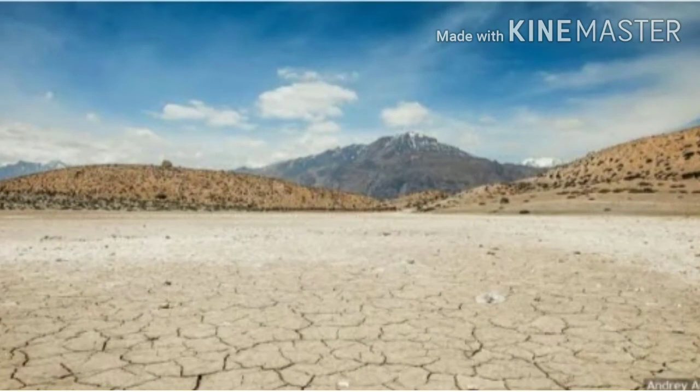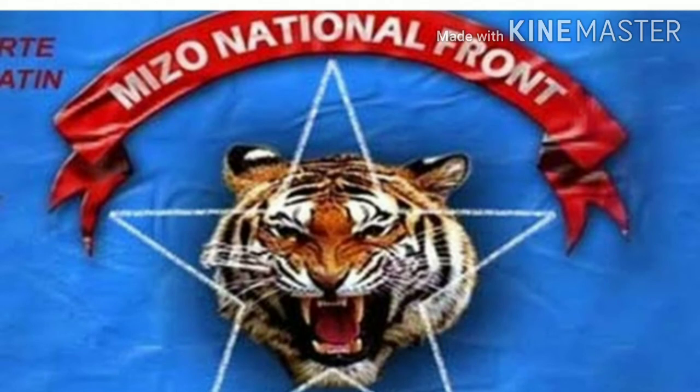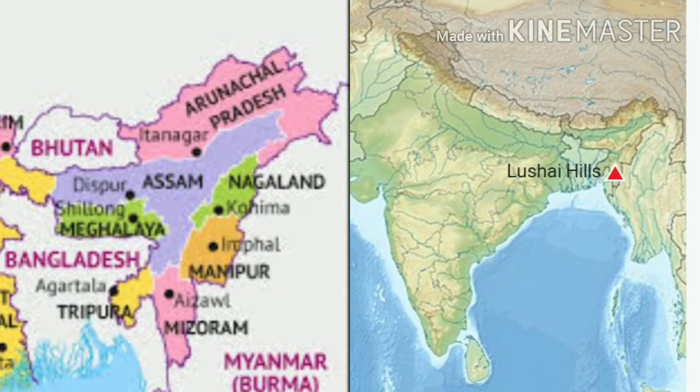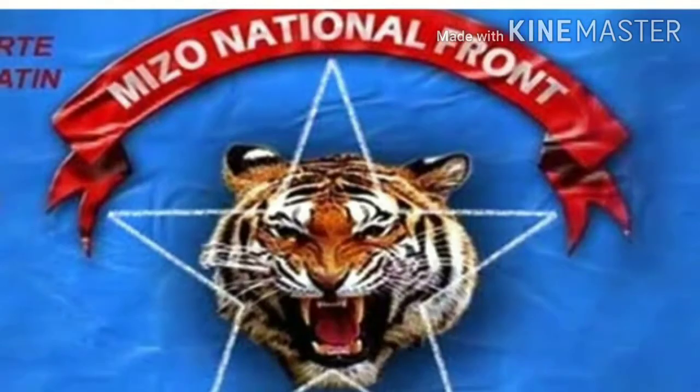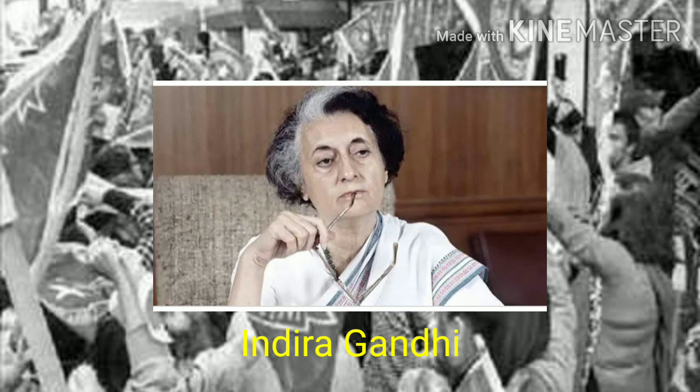Students, in 1959, the territory of Mizoram experienced severe drought, and during this famine, Mizo leader Lal Dinga helped the common people. And in 1961, Lal Dinga established an organization called Mizo National Front, that is MNF. He also demanded Greater Mizoram, an independent nation carved out of Tripura, Manipur, and Mizo majority areas from the Lushai Hills. In March 1966, Mizo National Front announced the emergence of independent Mizoram, but Prime Minister Indira Gandhi handled the situation firmly and suppressed the rebellion.